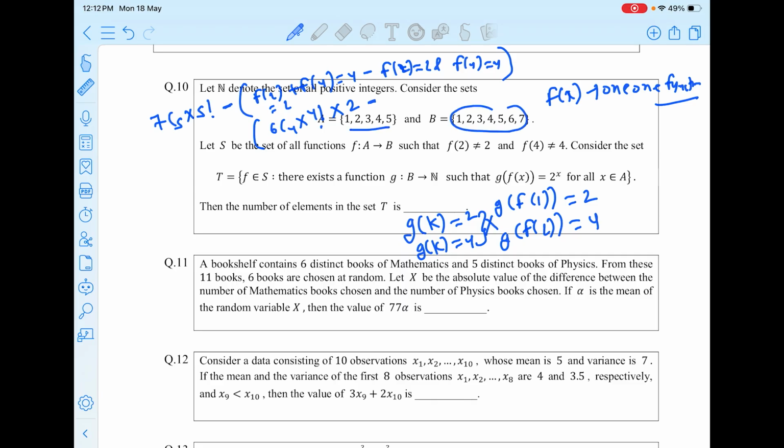5, and here how many elements will be left? 3. So 5C3 into 3 factorial. So 7C5, 21 into 5 factorial. Subtract this thing, you will get the answer.